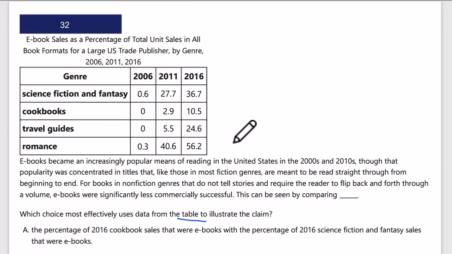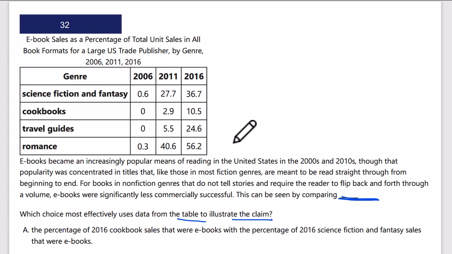Okay, we need data from the table to illustrate the claim, which is here at the end. Okay, so let's take a quick look at our table. Ebook sales as a percentage of unit sales in all book formats for a large U.S. trade publisher in various different years. So different years, we've got different genres. Ebook sales have jumped in every single genre, from near zero to substantial. So yeah, ebook sales, okay, in just 10 years.